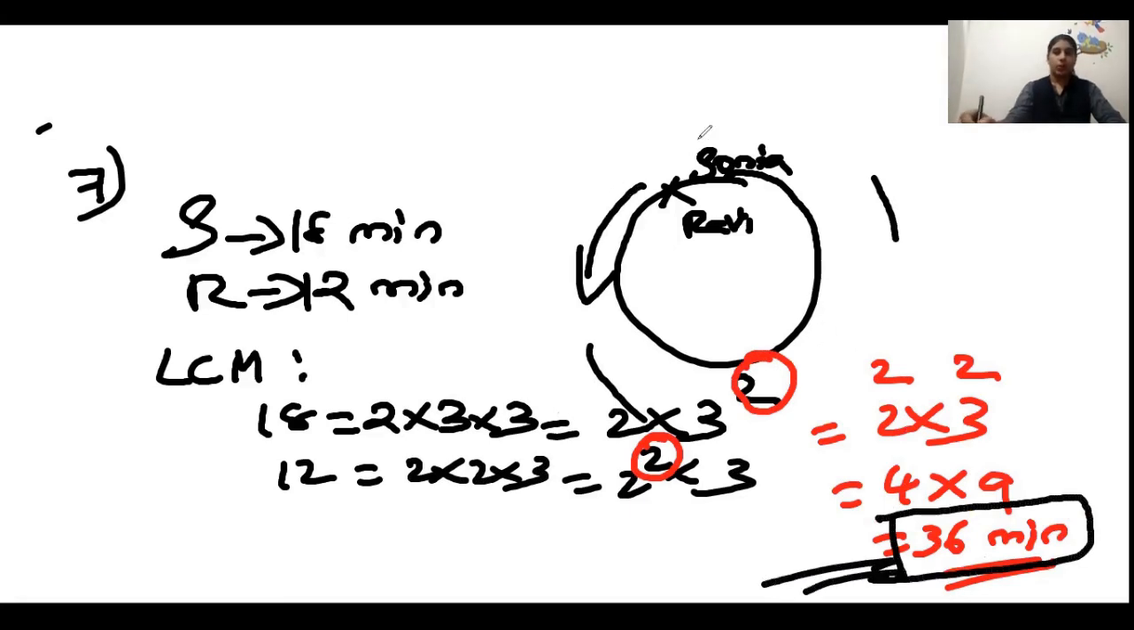So this is the way for dealing with all these problems related to LCM and HCF. Both I have explained, and we have cleared exercise 1.3 also. In the coming videos, we will be discussing more topics and exercise 1.4.